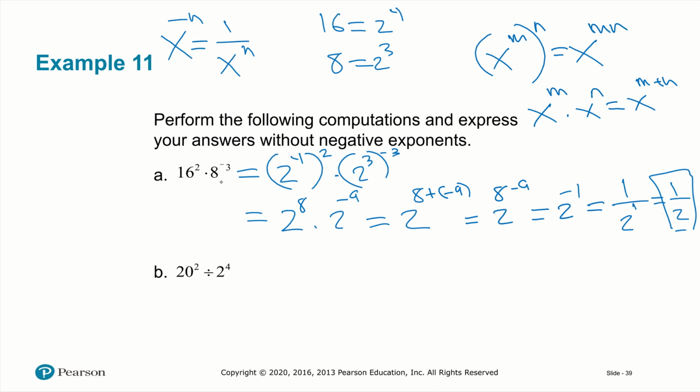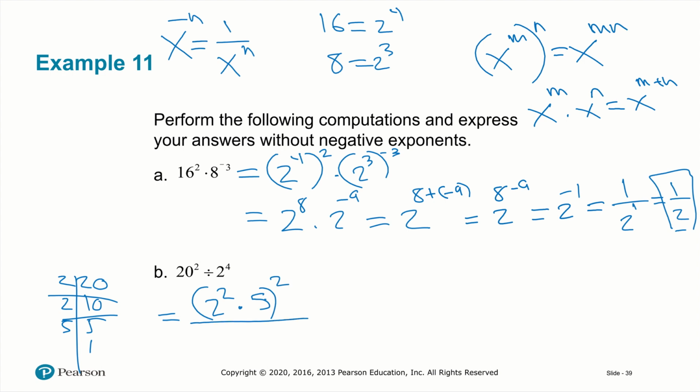So that's how you take care of an expression like that. Now here we have 20 squared divided by 2 to the 4. So even though I can't write 20 as a power of 2, I can still utilize its prime factorization. I know 20 divided by 2 gives me 10, by 2 gives me 5, and by 5 gives me 1. So I know I can replace the 20 with 2 squared times 5, right? And then don't forget to square the whole thing. And you're dividing that, or you can just write it as a fraction, by 2 to the 4, right?